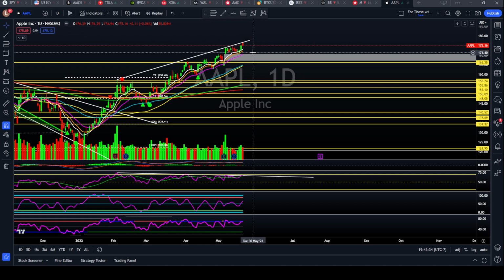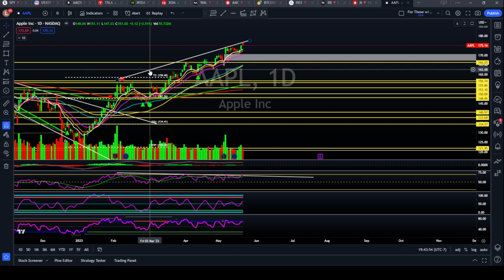and get rejected here, come back down to the 21 EMA at 170, maybe fill up that gap at 167, come back down to 166.25, and see if that is where Apple finds support. Because if you do break down from 166.25, in my opinion, you can come down all the way to 156.74, fill that gap, test that target 2 here at 158.